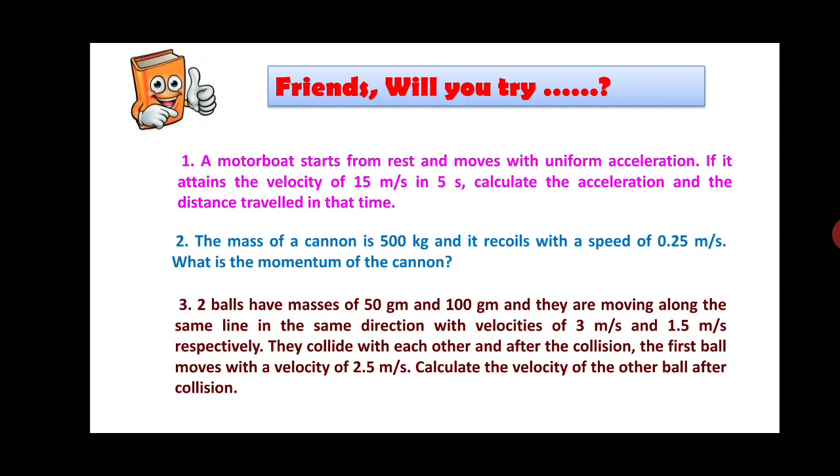Third, two balls have masses of 50 gram and 100 gram and they are moving along the same line in the same direction with velocities of 3 meter per second and 1.5 meter per second respectively. They collide with each other and after the collision, the first ball moves with a velocity of 2.5 meter per second. Calculate the velocity of the other ball after collision. These are easy. You may try in your notebook.